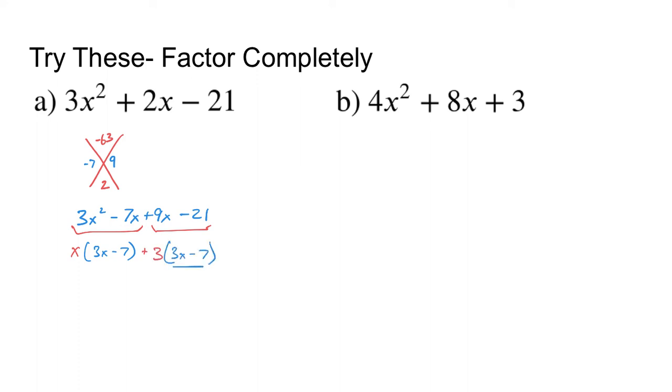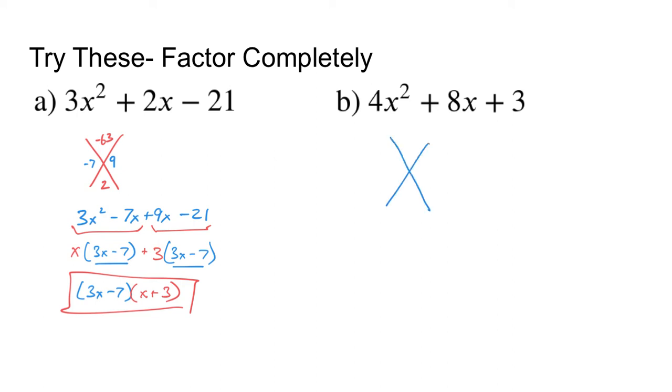If at any point you get two parentheses here that don't match, you've probably done something wrong and you should try again. There's my answer, 3x minus 7 times x plus 3. What about the second problem? B, 4x squared plus 8x plus 3.